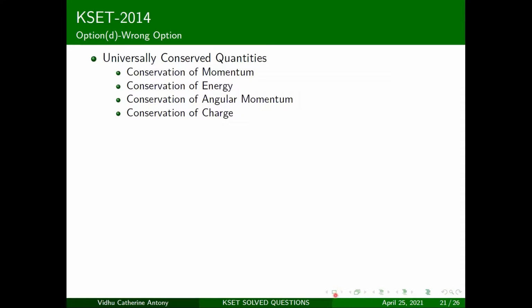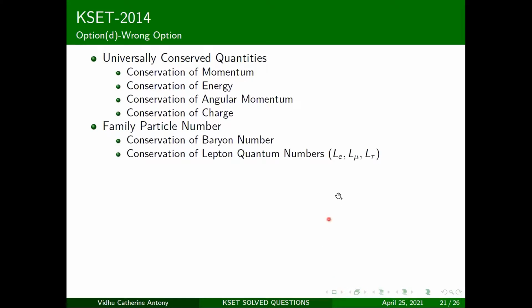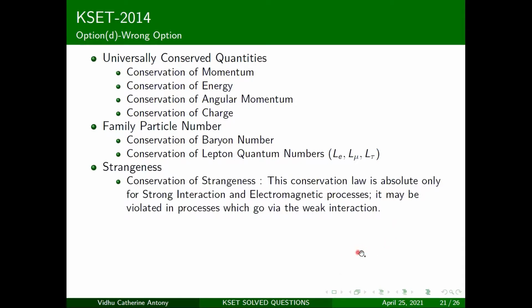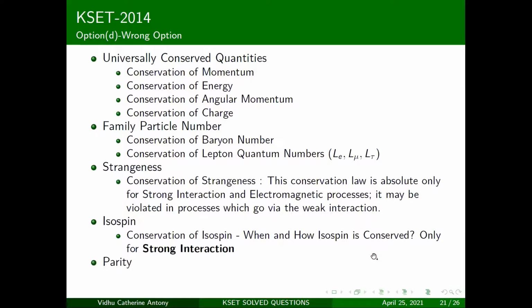Now, there are certain conservation laws that are specific to elementary particle interactions. What are they? They are conservation of baryon number, conservation of lepton quantum numbers like Le, L mu, and L tau. You should have learned them in your general paper, elementary particle physics. And strangeness. And there are isospin and parity.